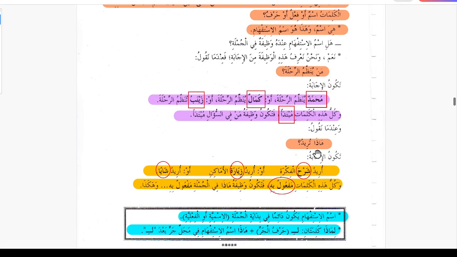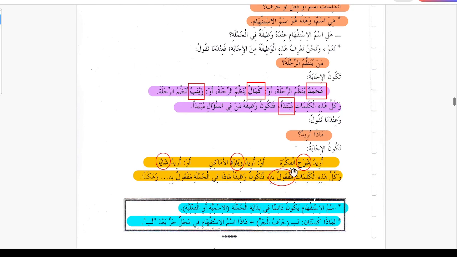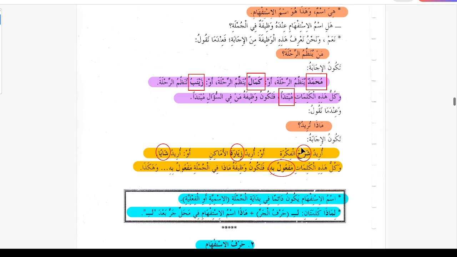Similarly, here is another example. Maza turidu, what do you want? So the answer could be uridu sharahal fikrata, I want explanation of this idea. Or uridu ziyaratal amakini, I want visiting of the places. Or we can say uridu shayan, I want tea. So there could be all possible answers like this. I want what? These circled words are the possible answers, that I want this explanation or the visiting of something, or I want to drink tea.